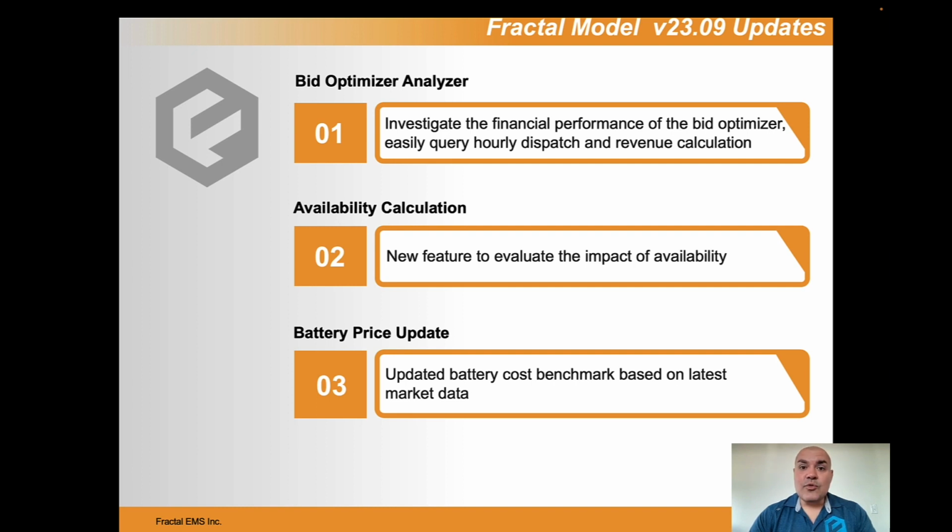You can go through day by day, week by week, month by month, and take a look at how the financials work with the forecast and the bid optimization. We have an availability calculator where you can do sensitivity on how availability will affect your financials. And this includes liquidated damages and the cost of the availability guarantees. And then last, we have updated battery pricing. This is really important because the market is changing so quickly.